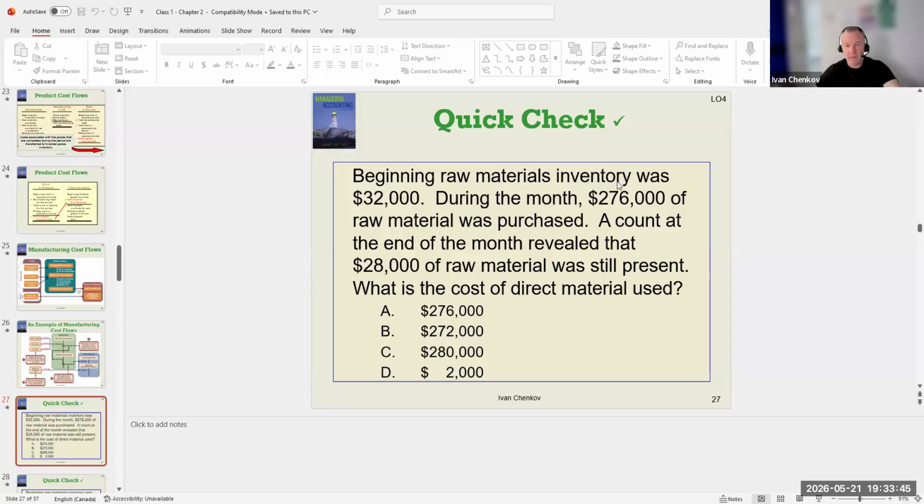So beginning raw material was $32,000. During the month, we purchased 276 of raw material. The account at the end of the month revealed that 28,000 of the raw material was still present. What's the cost of direct material used? 280. Everybody agree with that?